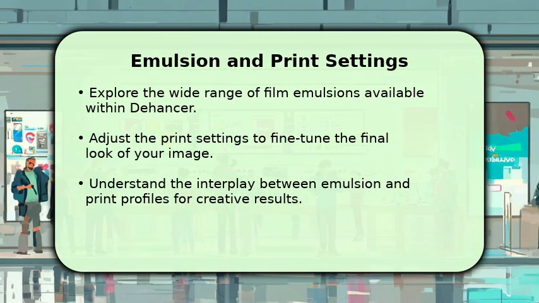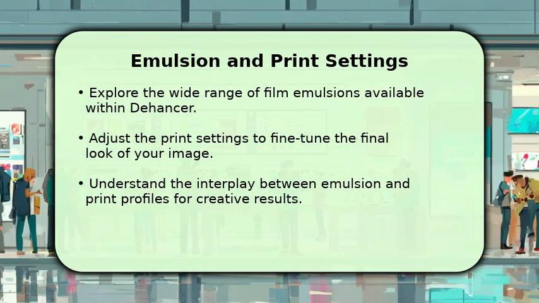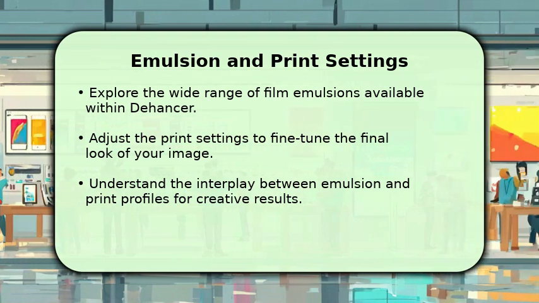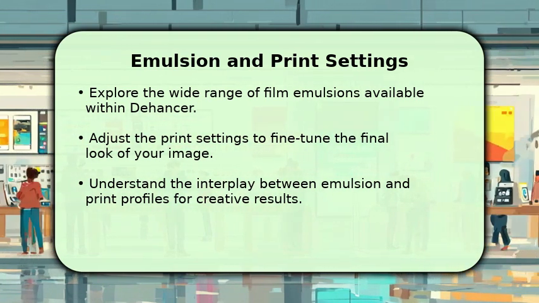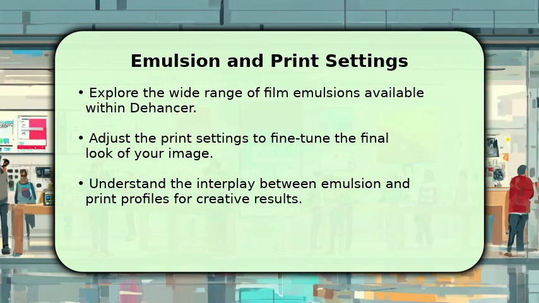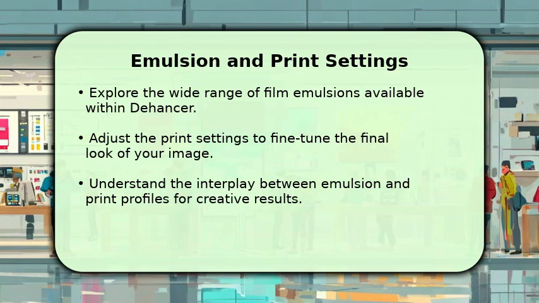Next, move to the Print panel, which allows you to simulate different printing processes. Adjust parameters like push and pull processing, contrast, and color separation to refine your chosen film look, enhancing the depth and texture of your footage.